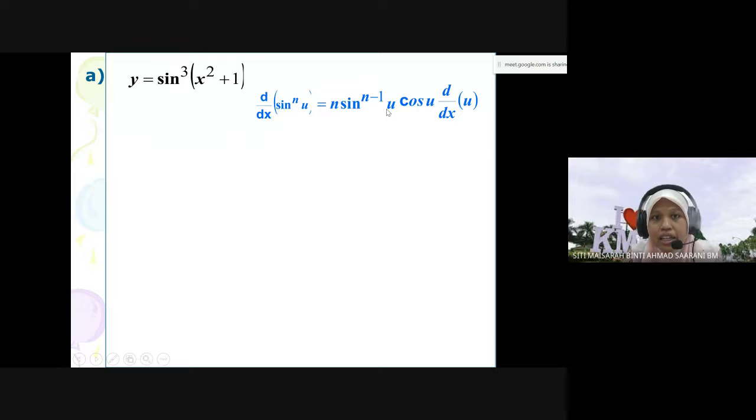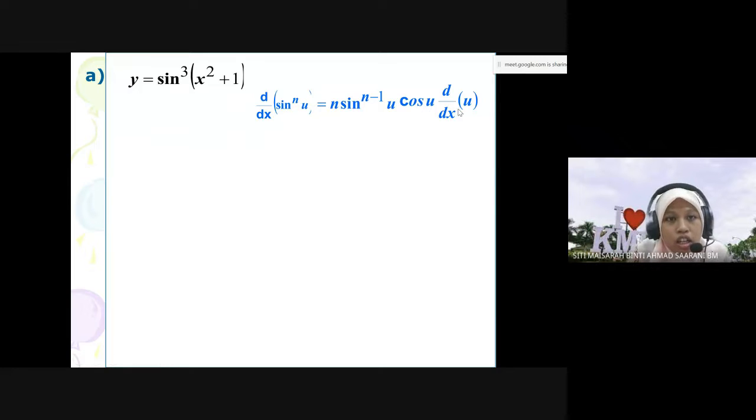And then kita differentiate sin ni dulu. Differentiate sin ni kita akan dapat cos. Dia akan jadi cos u. And last kali kita differentiate dia punya sudut. Dia punya ni 1, 2, 3, 4. Ada 4 dia punya ni.